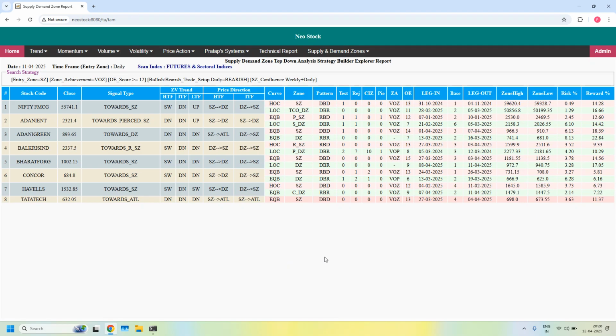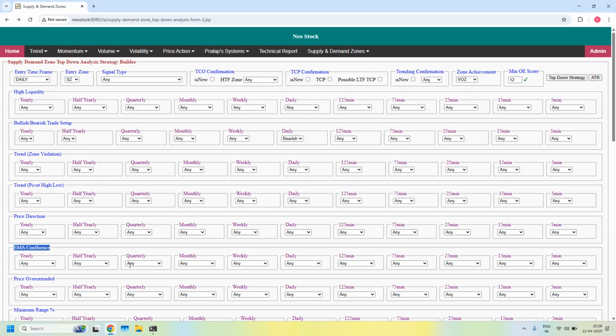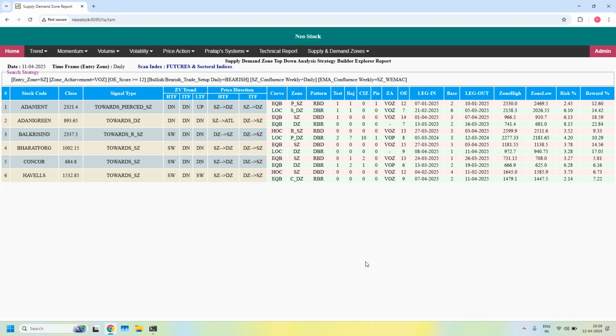success rate. So let's filter based on the EMA confluence on the weekly time frame by setting the filter: weekly supply zone having weekly EMA confluence. Now the list has come down to 6 stocks. So these 6 stocks might be having more high probability to get success. So this is how you should understand these reports.